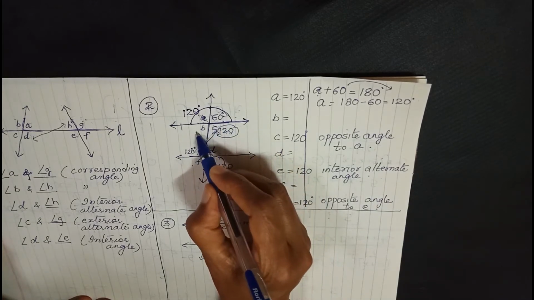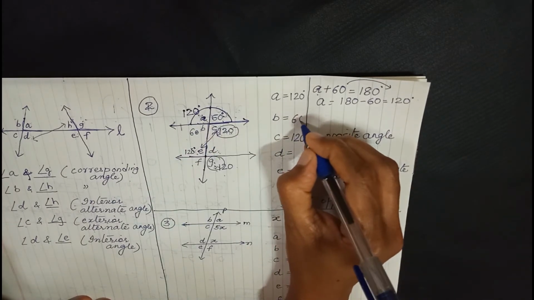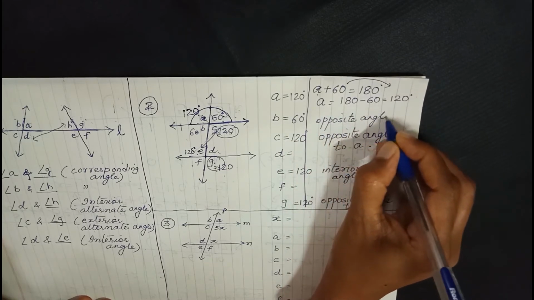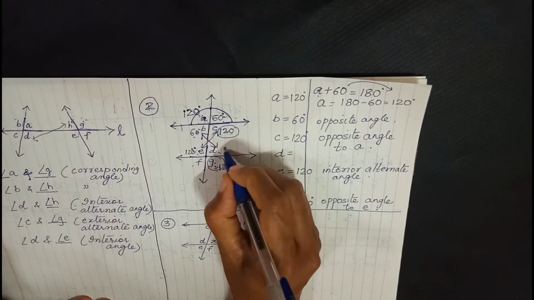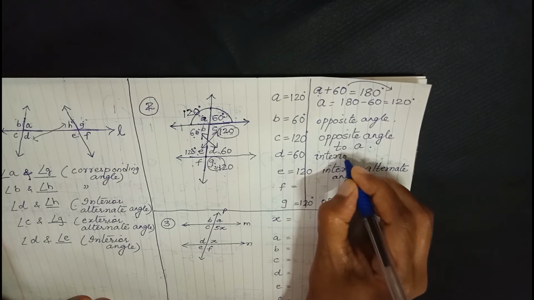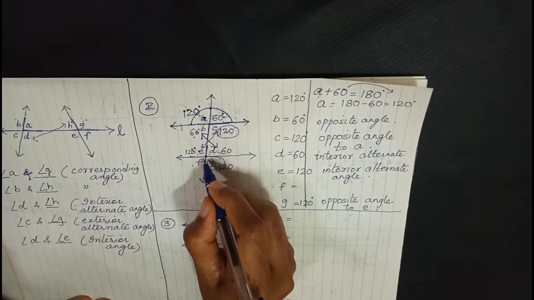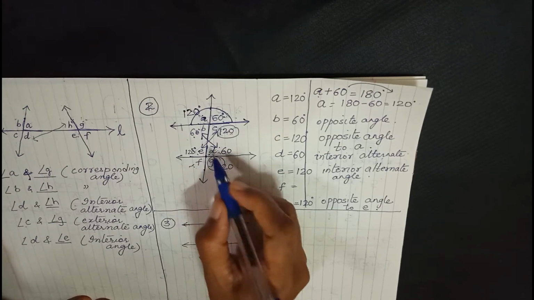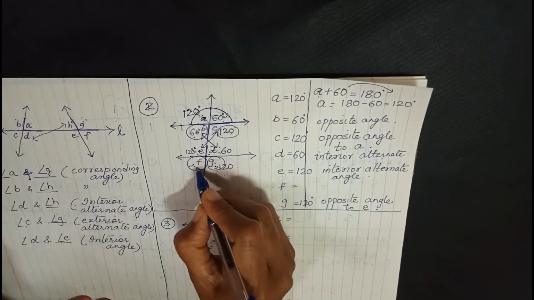Now, if this is 60, this also will be 60 because these are opposite angles. Right? So I get B also as 60 degrees because it is opposite angle. Next, if B is 60, you can see B and D are interior alternate angles. So D is also going to be 60 degrees. So this is interior alternate angles. Now if D is 60, you can see these two angles are opposite angles. So if D is 60, this also will be 60. Either you use this reason or you can see this angle and this angle are forming corresponding angles. So if B is 60, F is also going to be 60.